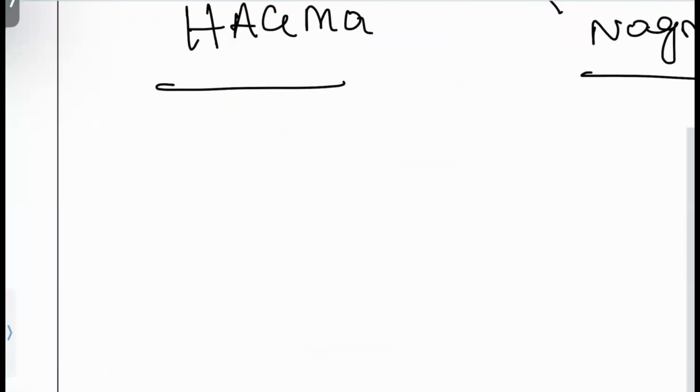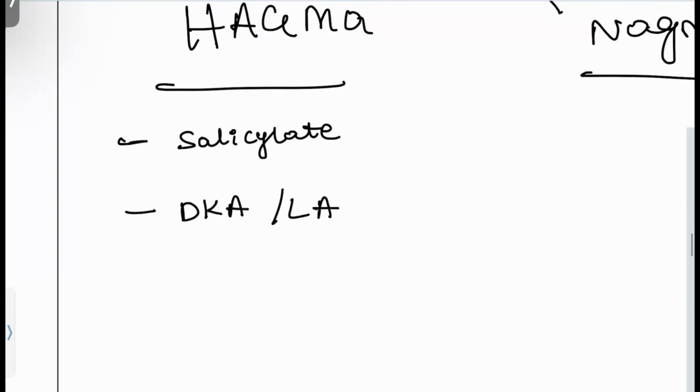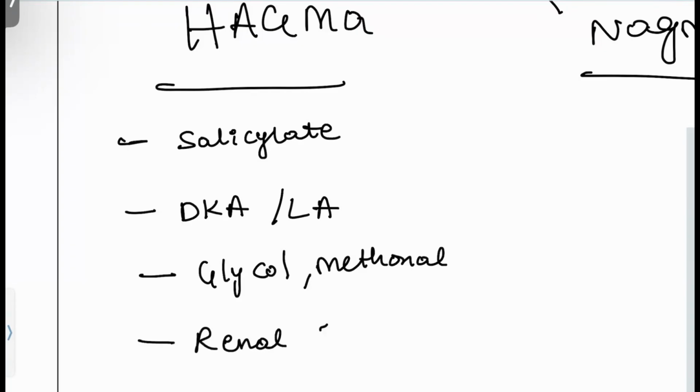What are the conditions that we commonly see? The common conditions of the HAGMA are salicylate poisoning, and the other one is your DKA. And also your lactic acidosis condition or the glycol poisoning. And those who are having methanol poisoning. And those who are suffering from renal failure. These are the conditions that we see in the HAGMA patients.